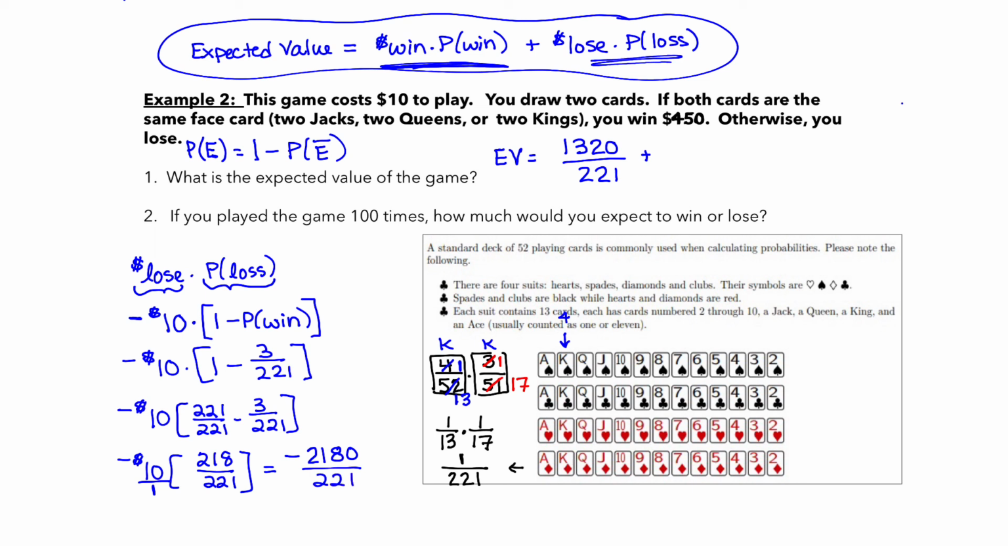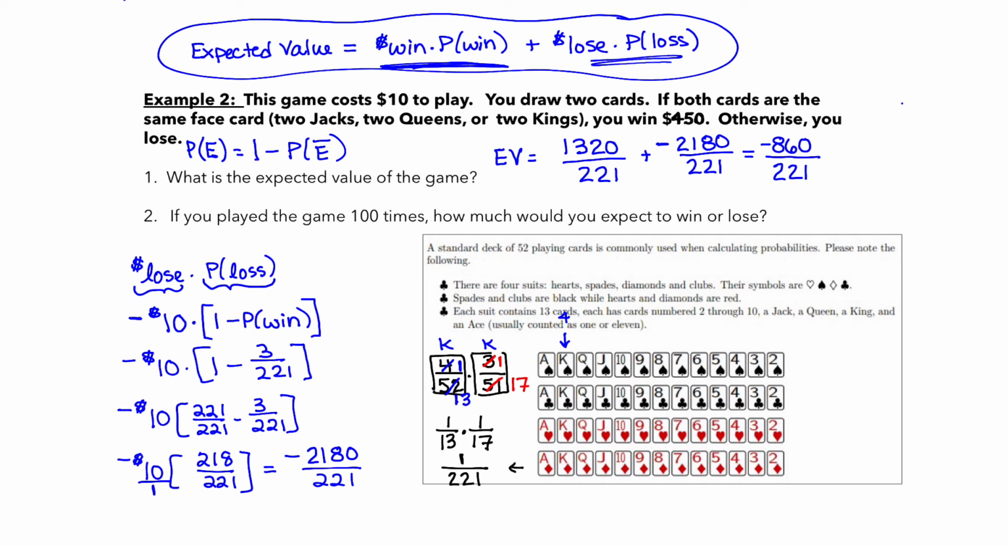This is our loss portion in the expected value equation. We expect to lose this loss portion, negative 2,180 divided by 221. Combining that with our positive part in that expected value equation gives us a common denominator of 221, but a numerator. So we want to take 1,320 plus a negative, or if we like, subtract 2,180. So that's going to give us negative 860 divided by 221.